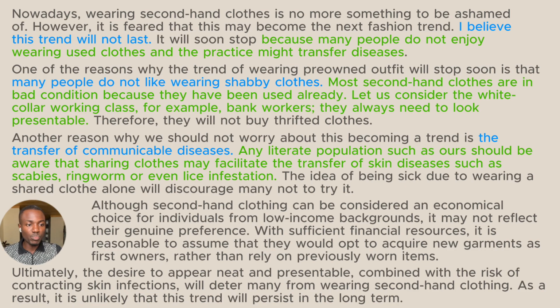The desire to appear neat and presentable. Those people desire to appear neat and presentable. And the second point we made, the likelihood that people may contract diseases. Here we said, combined with the risk of contracting skin infections, because the examples we gave there are mostly skin infections. So that risk will deter people. It means it will prevent people from wearing pre-owned outfits. Therefore, the trend is not going to last. And I believe, let me know your opinion.